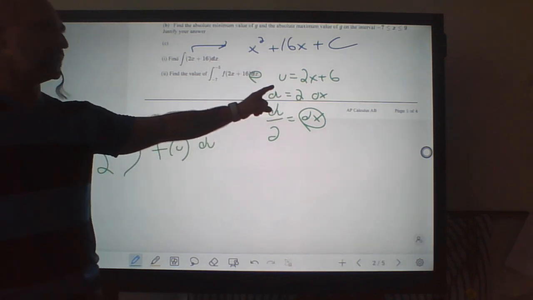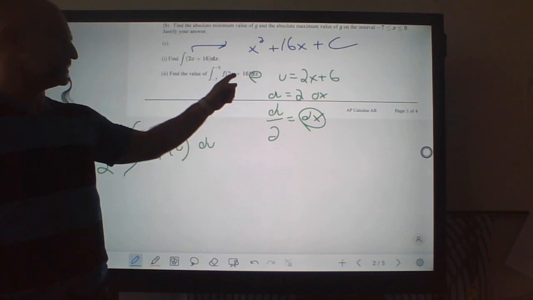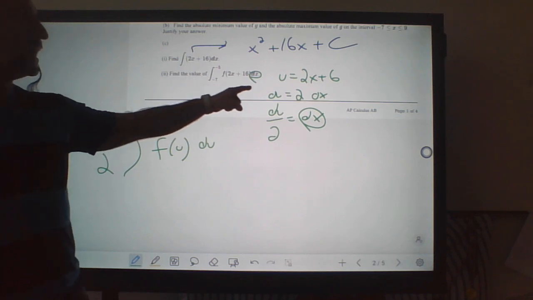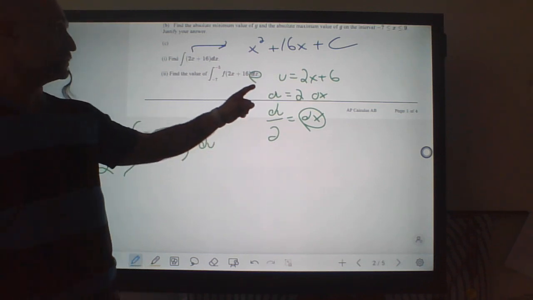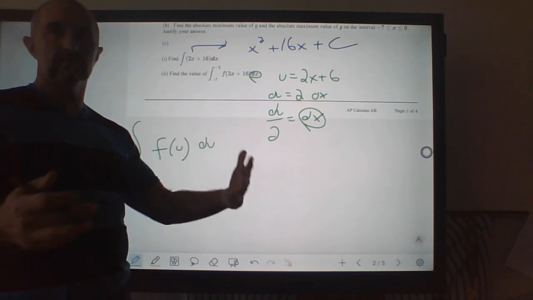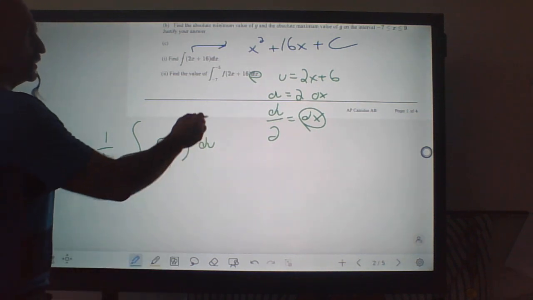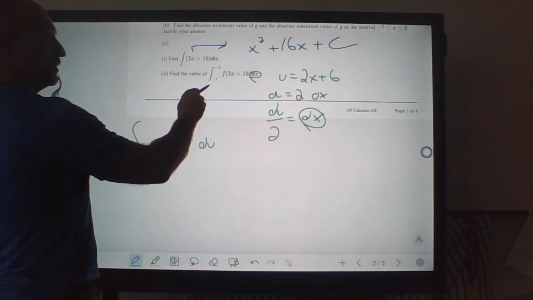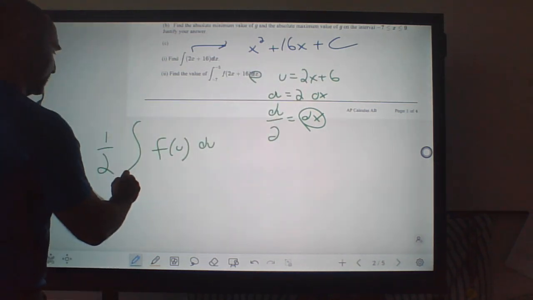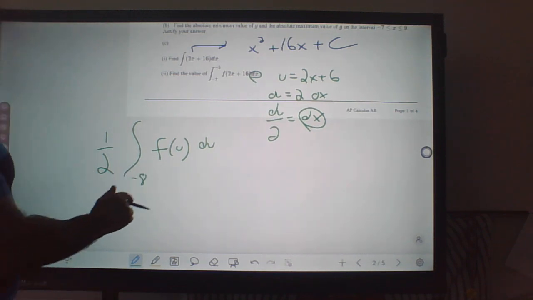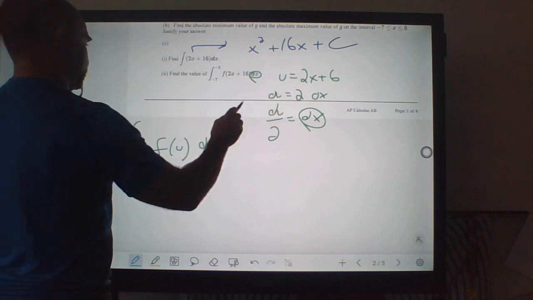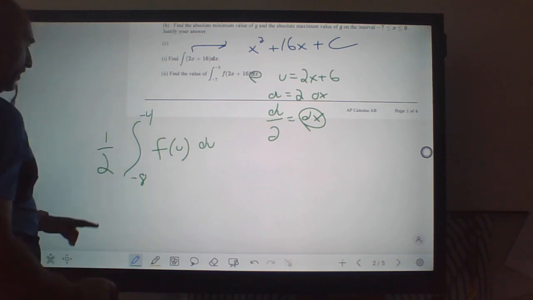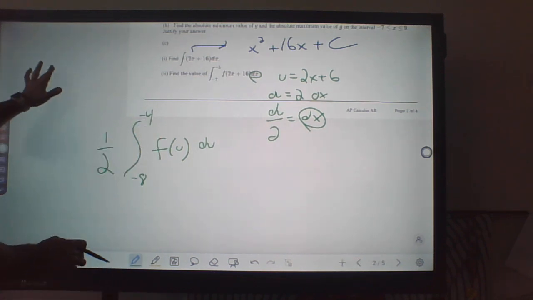When you're using u substitution, you're changing x's to u's. These limits were defined for x's. I have decided to go to u's, so now I need to get these in their u form. Math is nothing more than just a bunch of substitution. So plug in a -7 for x. 2 times -7 is -14. -14 plus 6 is -8. 2 times -5 is -10. -10 plus 6 is -4. So now I have to evaluate this thing from -8 to -4.